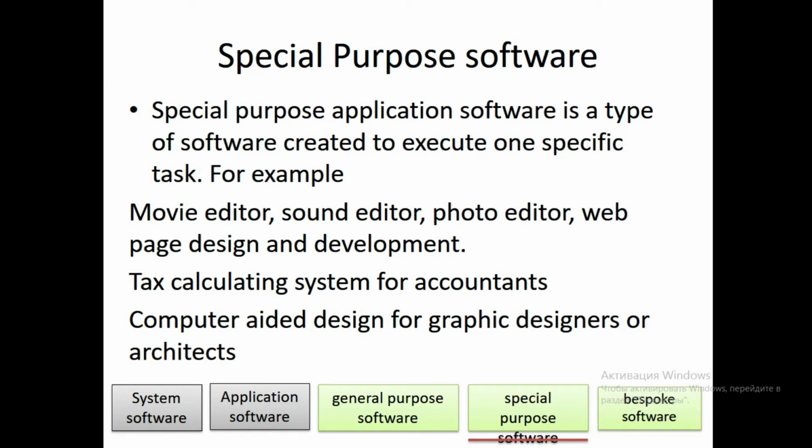Special purpose software. Special purpose application software is a type of software created to execute one specified task. For example, movie editor, sound editor, photo editor, web page design and development. Tax calculating system for accountants. Computer-aided design for graphic designers or architects.